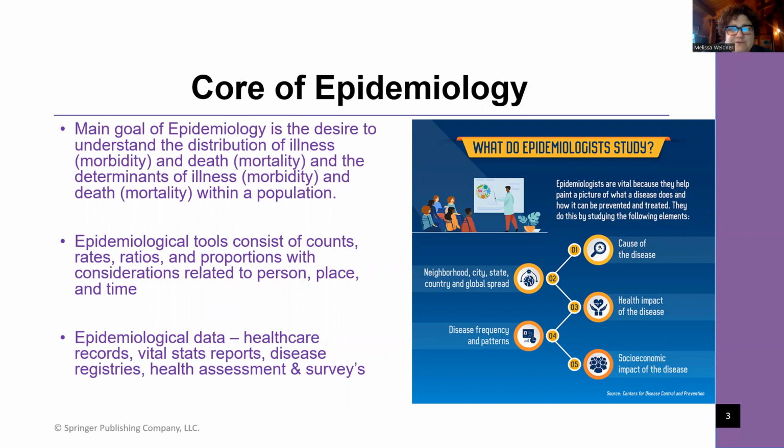Epidemiological tools consist of counts, rates, ratios, and proportions of diseases or illnesses related to person, place, or time. Epidemiological data can be gathered through healthcare records, vital statistics reports, disease entries, some at the state and some at the national level, health assessments, and surveys.